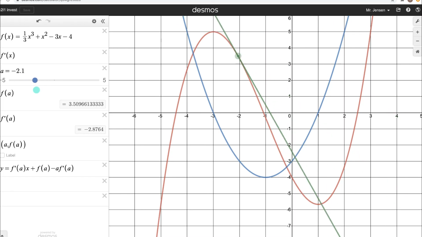And I have Desmos showing us the slope of the original function at the x values by having it draw in the tangent line. Remember, the tangent line, the green line there, is a representation of the slope of the original function. And the value of the derivative tells us the slope of the tangent, which means it tells us the slope of the original function.